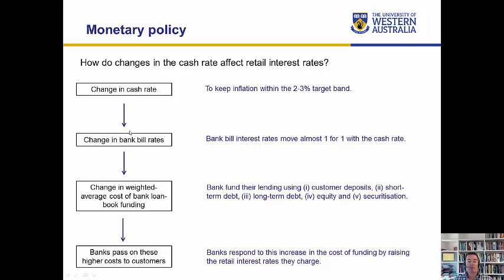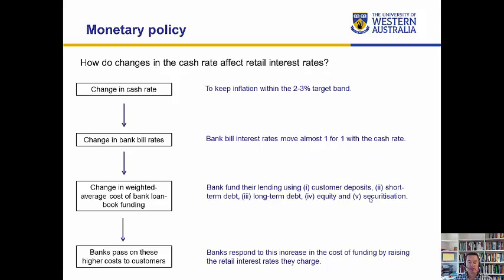When there is a change in the cash rate, bank bill interest rates change. And bank bill interest rates are the interest rates on short-term debt, number 2. Banks also use 4 other sources of funding: customer deposits, long-term debt, equity and securitization, with the last 2, equity and securitization, not being major sources of bank funding in Australia at least.